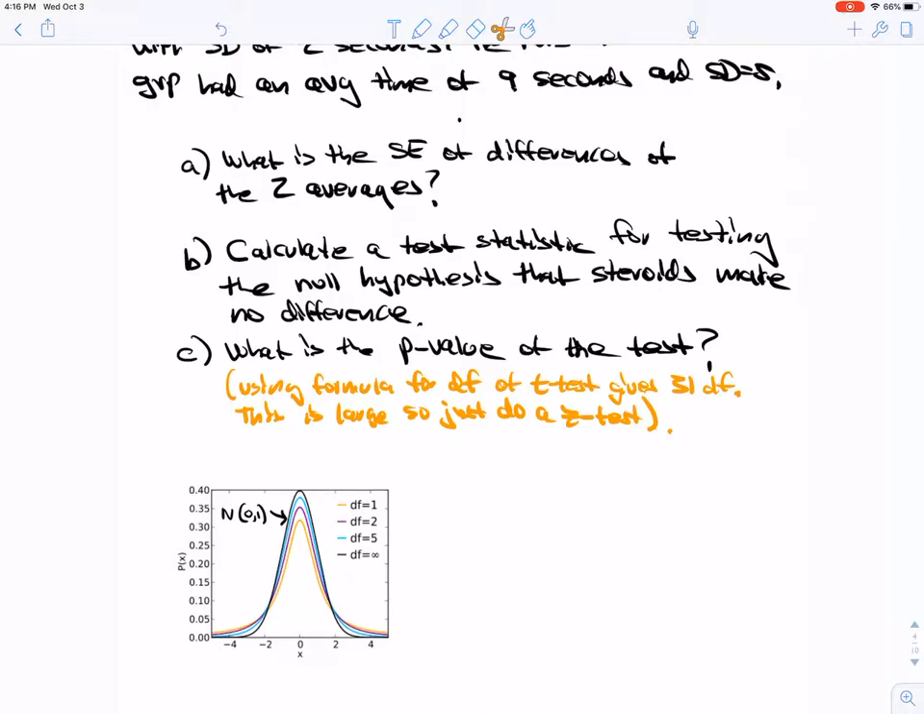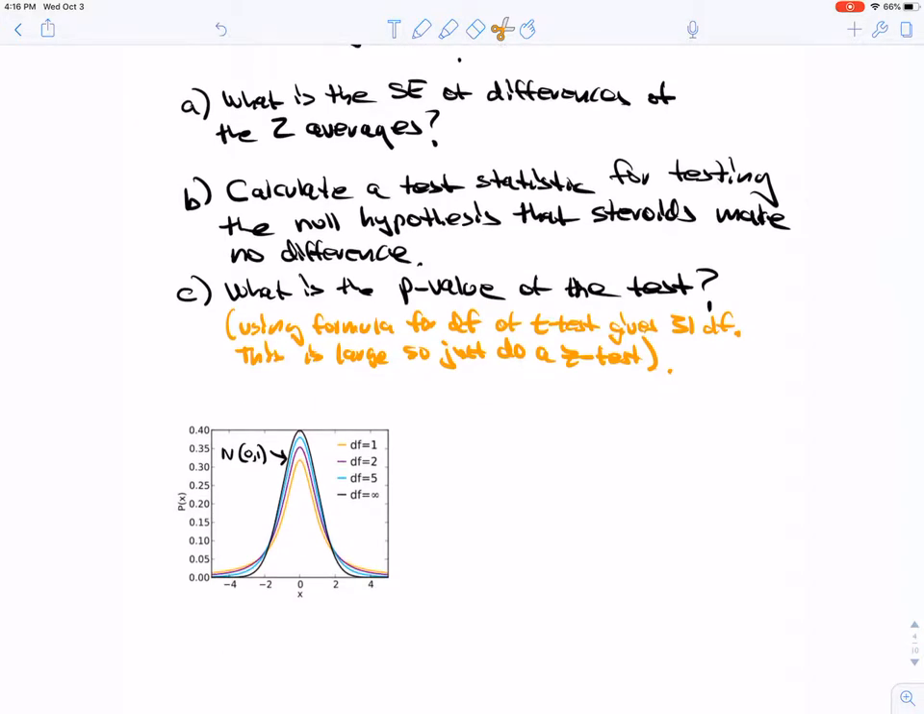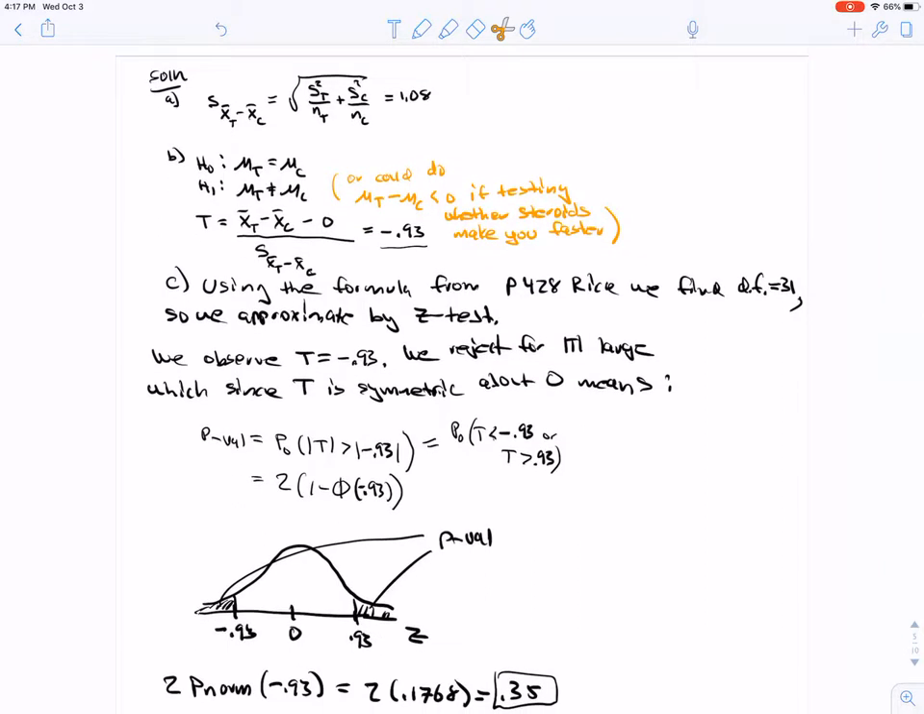Because the SDs are different here, we're going to use the formula from Rice that we just mentioned, and I'm telling you that it is 31 degrees of freedom, which is large, so you can just approximate this by a z-test. Here's a picture reminding you that the t-distribution becomes a z-distribution as the degrees of freedom increases. So we have the standard error, 1.08. We have a two-sided alternative, and we find a test statistic then of minus 0.93.